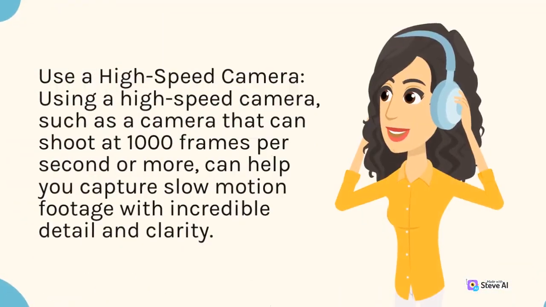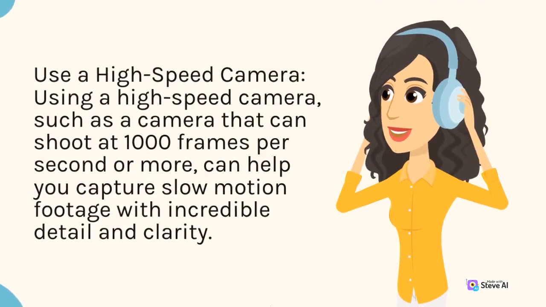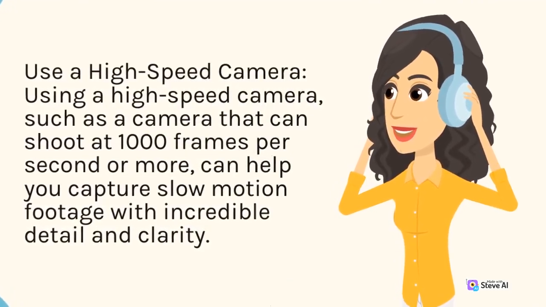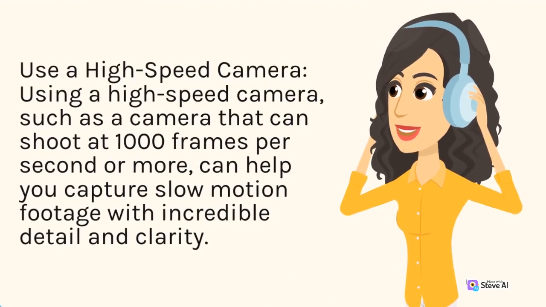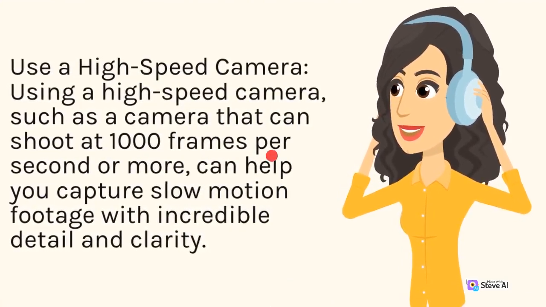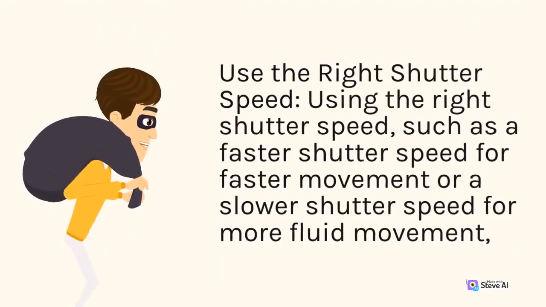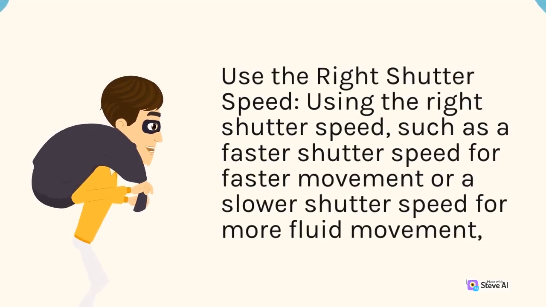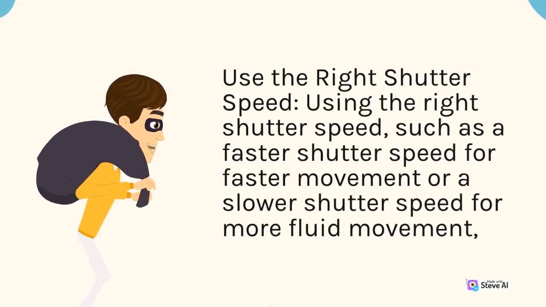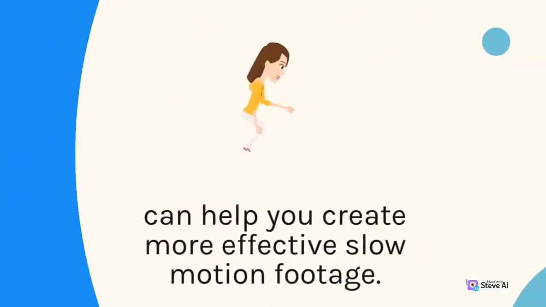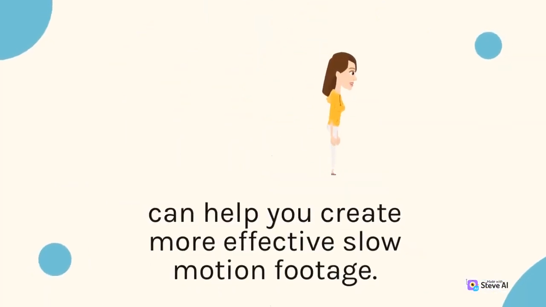Use a high-speed camera. Using a high-speed camera, such as a camera that can shoot at 1000 frames per second or more, can help you capture slow motion footage with incredible detail and clarity. Use the right shutter speed. Using the right shutter speed, such as a faster shutter speed for faster movement or a slower shutter speed for more fluid movement, can help you create more effective slow motion footage.